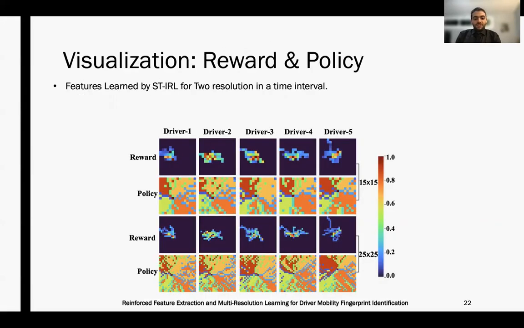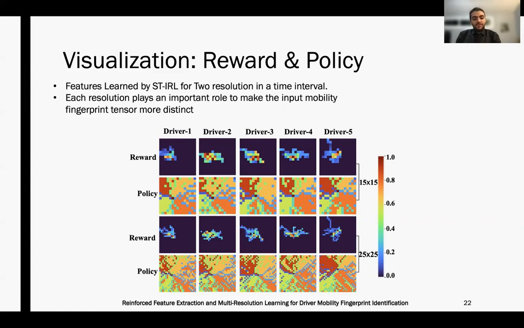We further visualize some other features learned by STIRL for 2 resolutions given a single time interval. You can see that each of these resolutions plays an important role in making the whole input mobility fingerprint more distinct. These features are calculated for a given time interval and for 2 resolutions. So if you divide a day into, for example, 24 intervals, 1 hour per interval, then we are going to have 24 sets of features for each resolution.